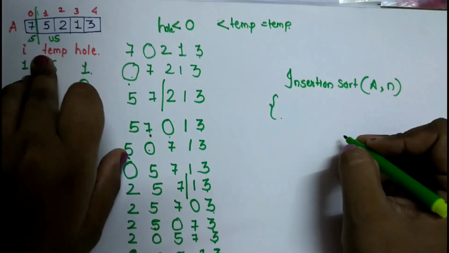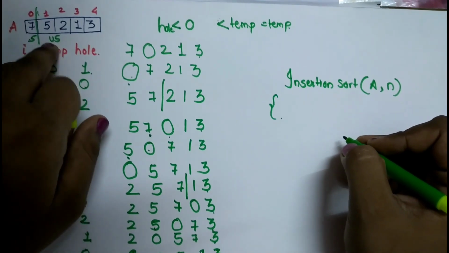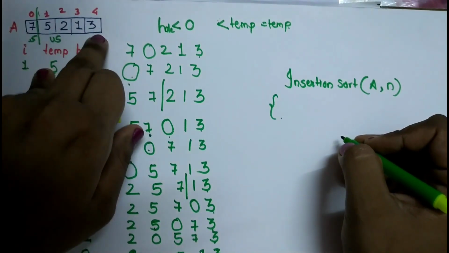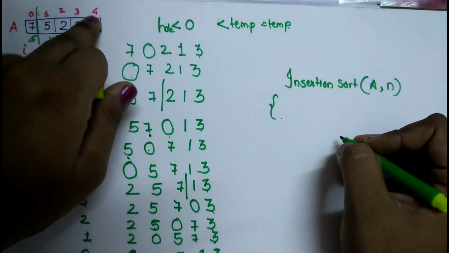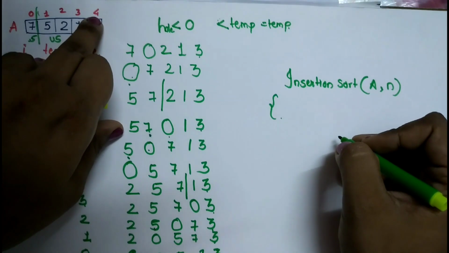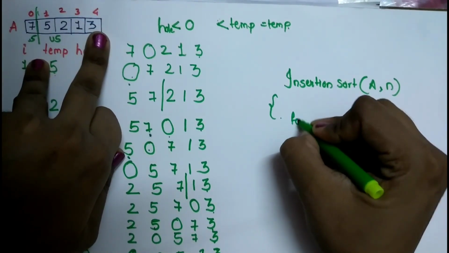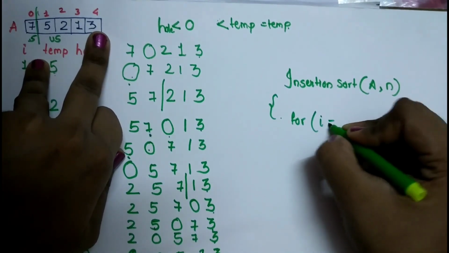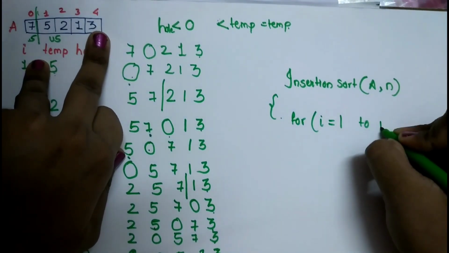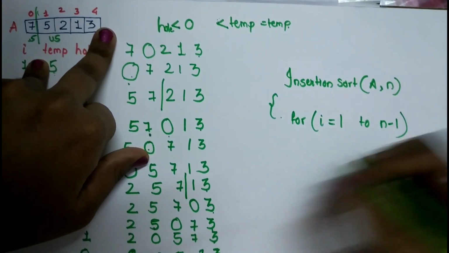First of all, what am I doing? I am looping through from index 1 to the last value in the array, that is index n minus 1. Here we have 5 elements, right? So the ending index will be 5 minus 1, that is 4. So now I am looping for i equals 1 to n minus 1. Here we have 4, here we'll include n minus 1.